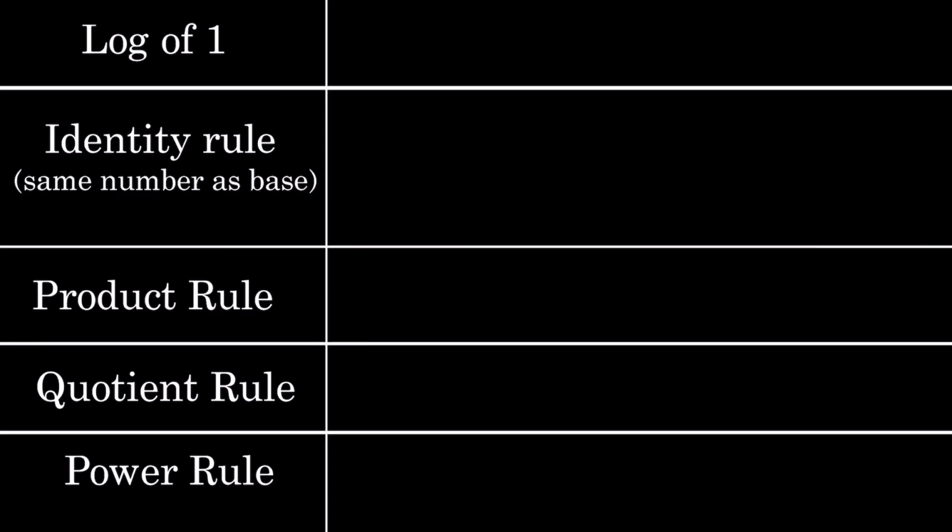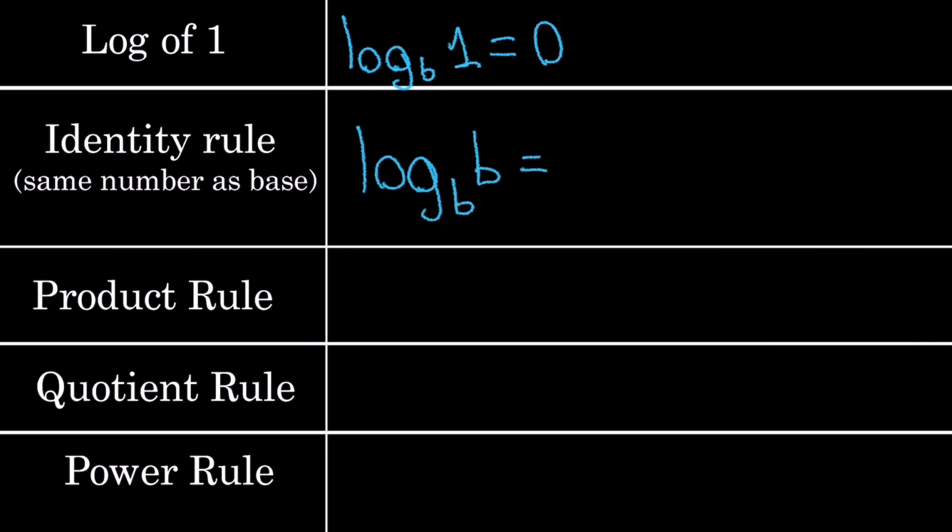The first property is the log-based 1 rule. This rule says that the logarithm of 1 to any base is always equal to 0. Next, we have the identity rule. This rule says the logarithm of a base that is equal to its argument is always 1. Then we have the product rule. This rule tells us that the logarithm of the product is the sum of the logarithms of the factors.